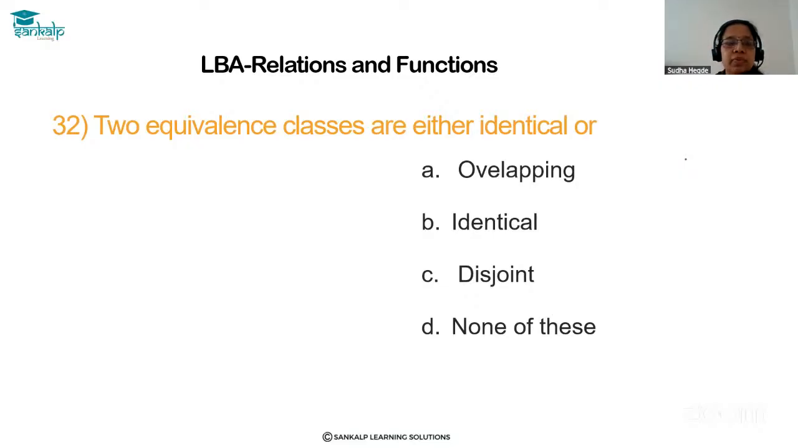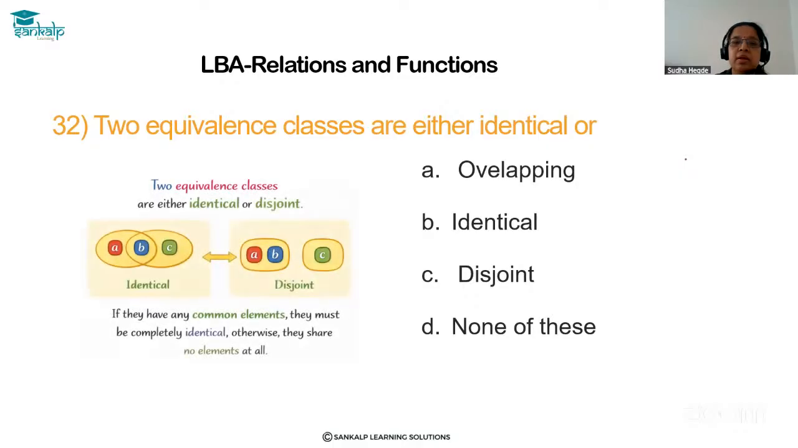Hi everyone. The question is, two equivalence classes are either identical or option A overlapping, B identical, C disjoint, D none of these. The two equivalence classes are identical if they have common element. Otherwise, they must be disjoint.